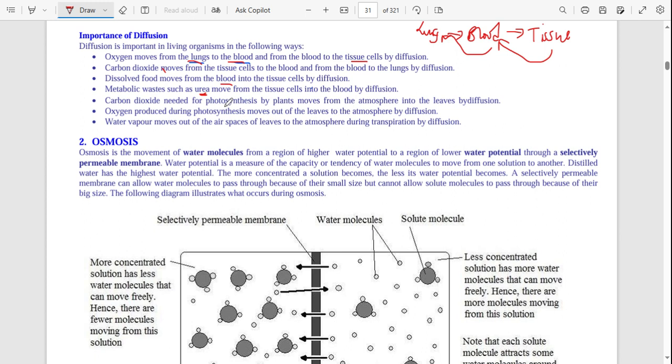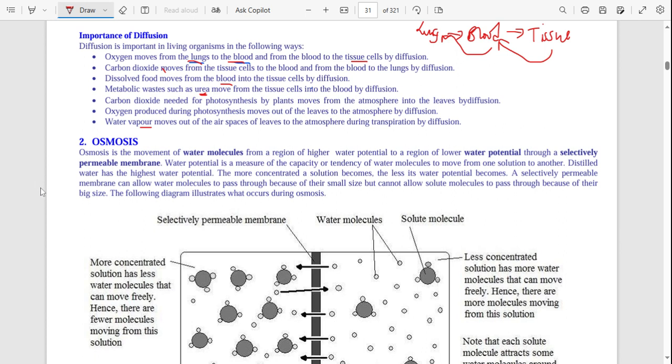Carbon dioxide needed for photosynthesis in plants will move from the atmosphere into the leaves by diffusion, because it moves from high concentration to low concentration. Same with water vapor, it can move out of the air spaces of the leaves during transpiration by diffusion. So you need to know these examples, okay? You need to know these examples because they can ask you to state the importance of diffusion. Now, how about osmosis?